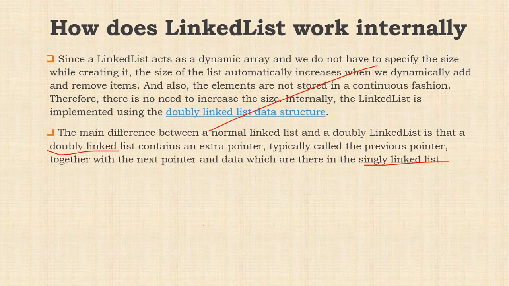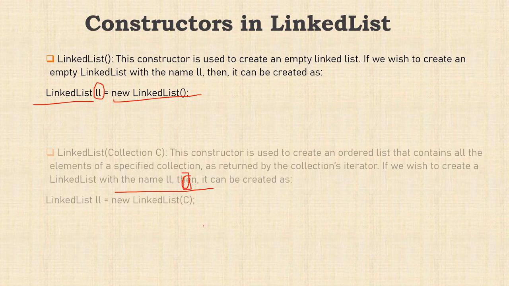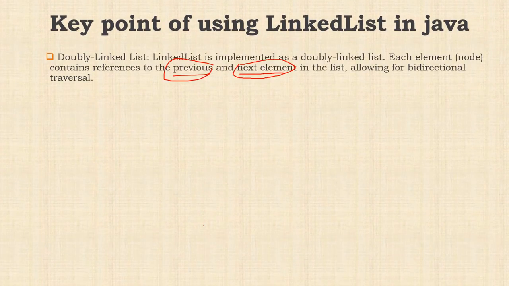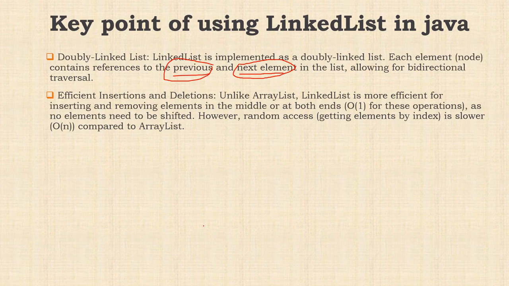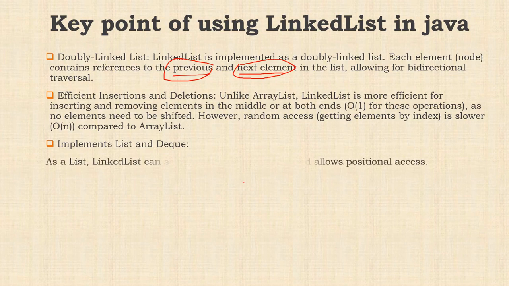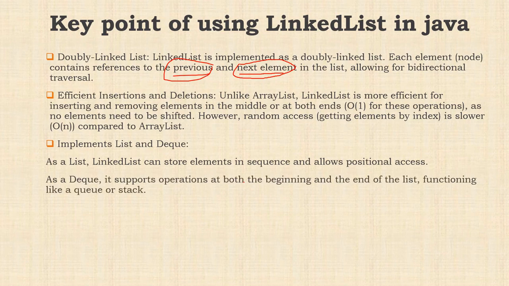So let's go again to our topic. Next, efficient insertion and deletion, we just saw. Implements list and dequeue. Linked list implements both interfaces, list and dequeue. As a list, linked list can store elements in sequence and allow positional access, and as a dequeue it supports operations at both the beginning and the end of the list, functioning like a queue or a stack. So it works like a list and dequeue.